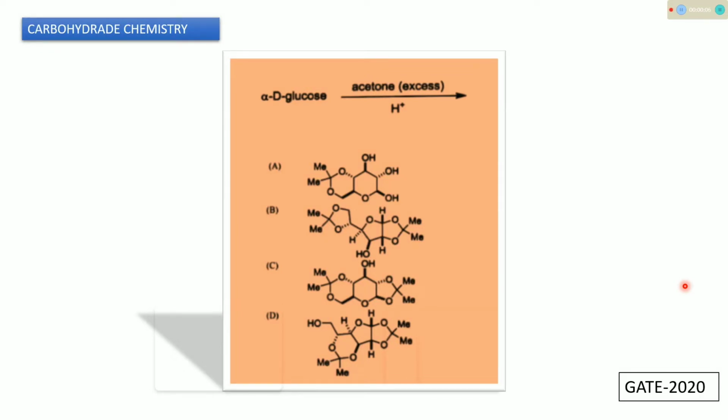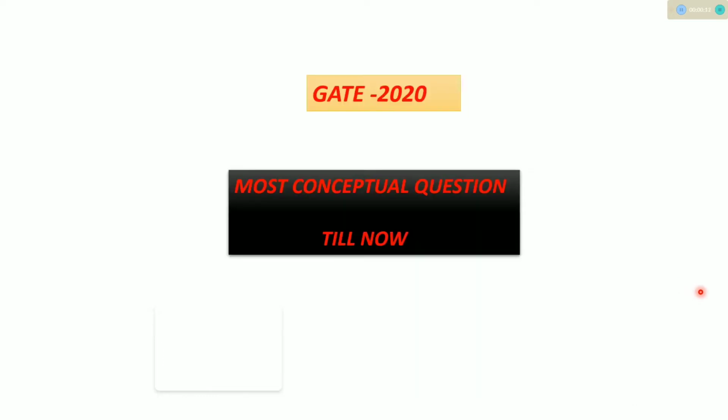Today we will discuss some very conceptual questions. According to me, it was the most conceptual question asked ever. This question was asked in GATE 2020, and it is from carbohydrate chemistry.